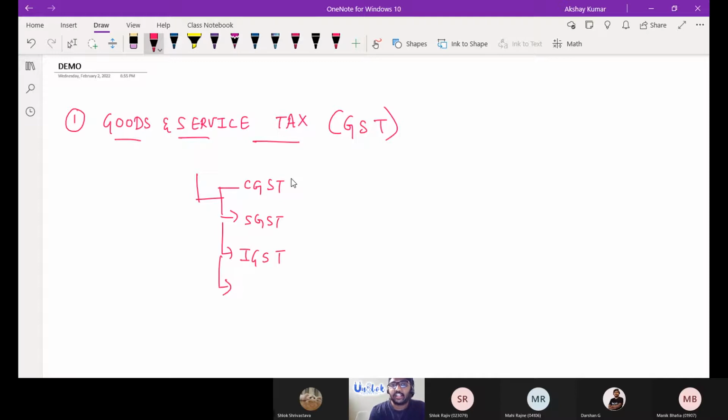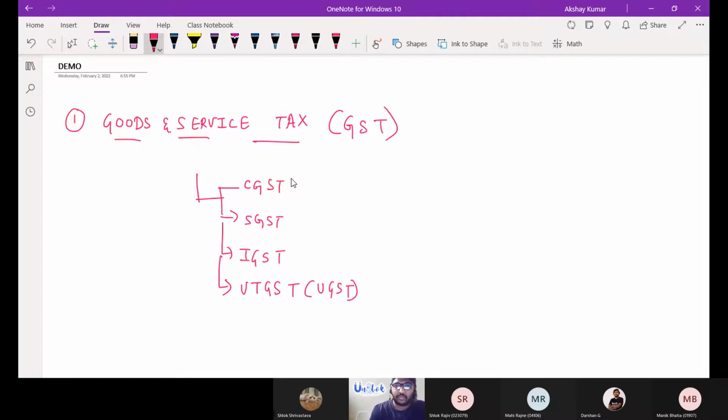In India, we know that there are union territories like Pondicherry. Even Leh Ladakh is now added as a union territory, right? So that is called UTGST, or it can also be called just UGST. Now we will try to understand individually what all these taxes are about.